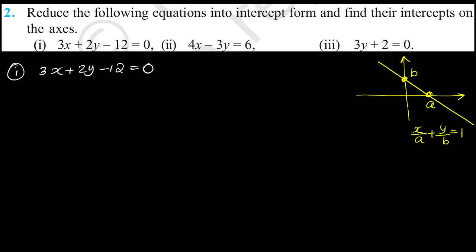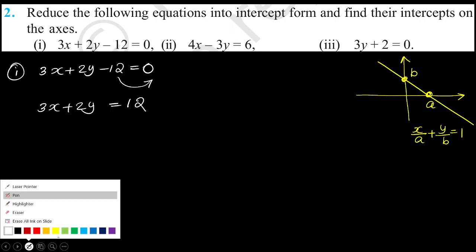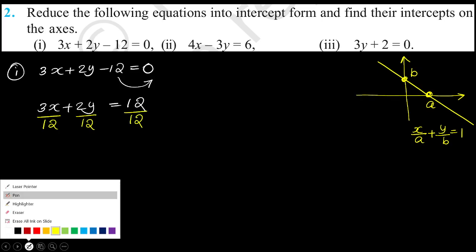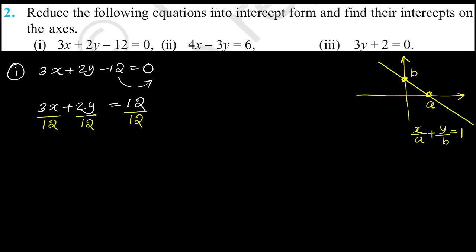How can I make right side 1? There is a way. Minus 12 taken to other side. The left side will be 3x plus 2y and the right side is 12. I want the right side 1. To make right side 1, there is a way: dividing each side by 12. You can reduce. 3x by 12 will be x by 4. 2y by 12 will be y by 6. And right side is 1.